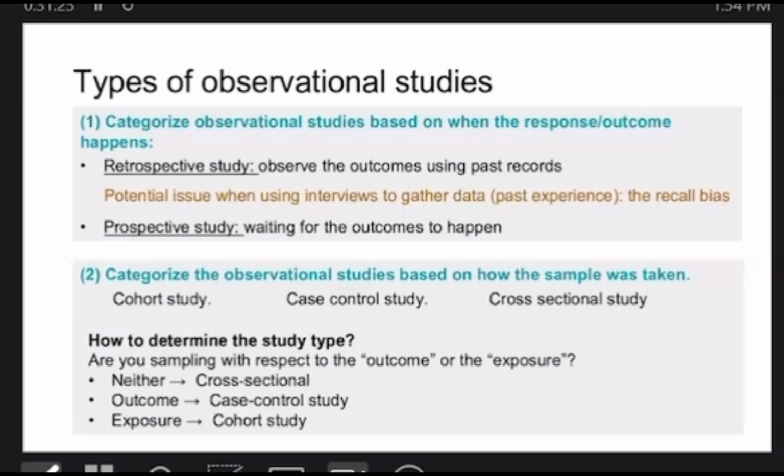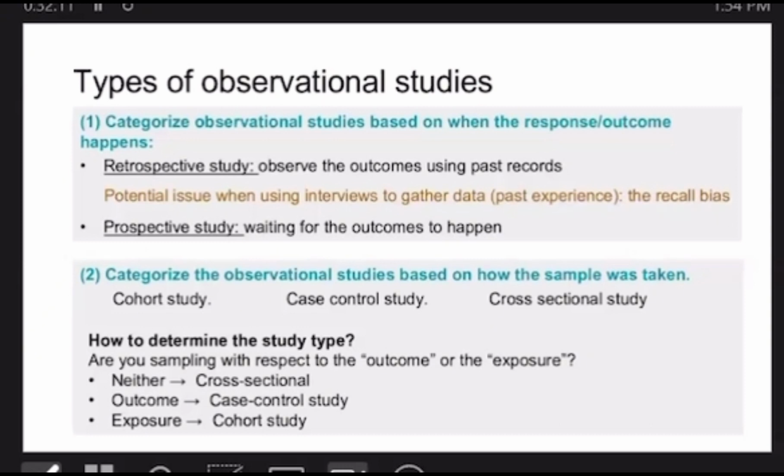Now, I need you to look at the word retrospective. The word retrospective means you are actually going backward. We observe the outcome using past records. I'm going to explain retrospective and prospective when we get to cohorts and case control. But what I just want you to know is that in retrospective, the event of interest, the outcome of interest, has already occurred, and data is available for that. That is retrospective, even though it has an issue of recall bias.